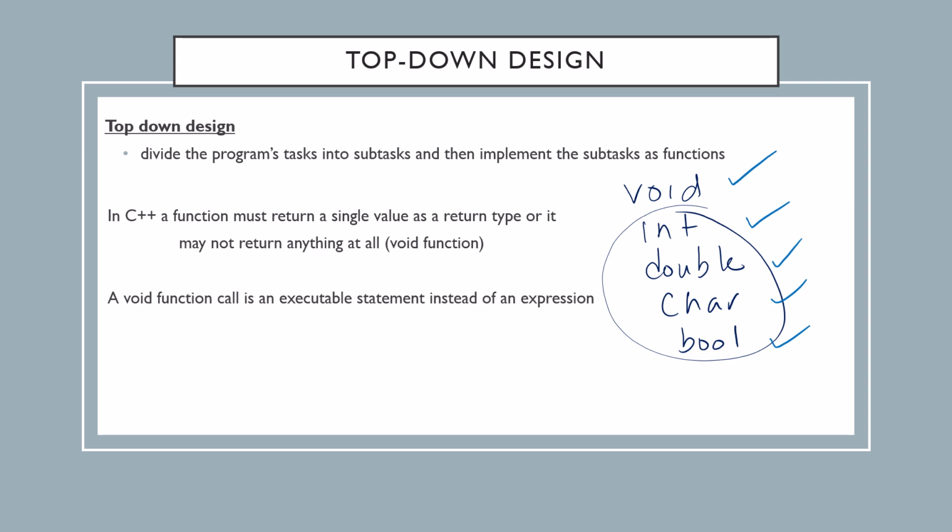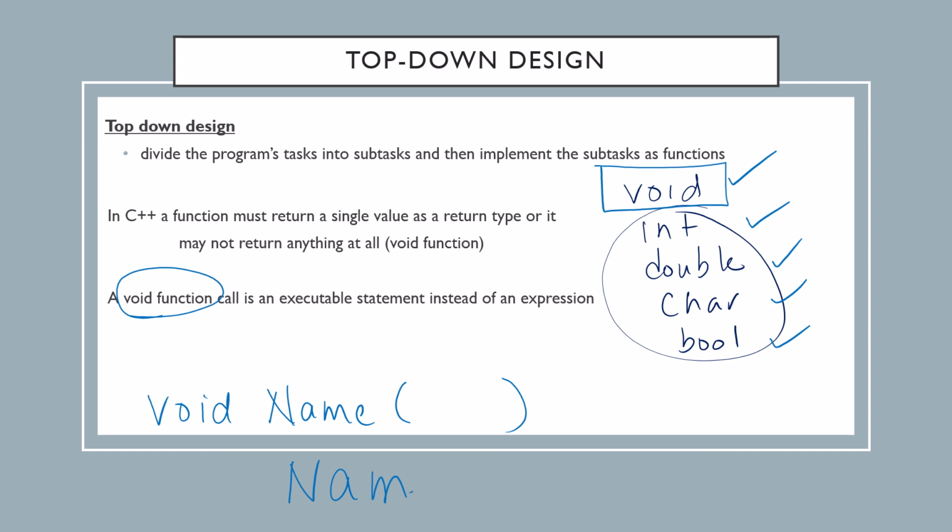All right, a function call is an executable statement instead of an expression. So what does that mean? If you have a void function, when you call that, it is an executable statement. So only a void function is an executable statement. So if you're going to call a function that has a void return type and it has a name, and let's just say it doesn't take any parameters, this would be the function call, name, and that's a statement. Because it has a void return type, a void function call is just an executable statement.